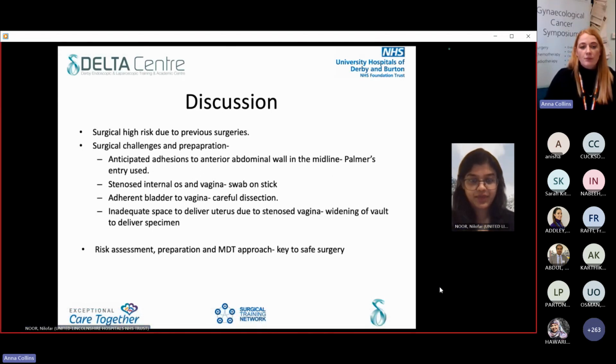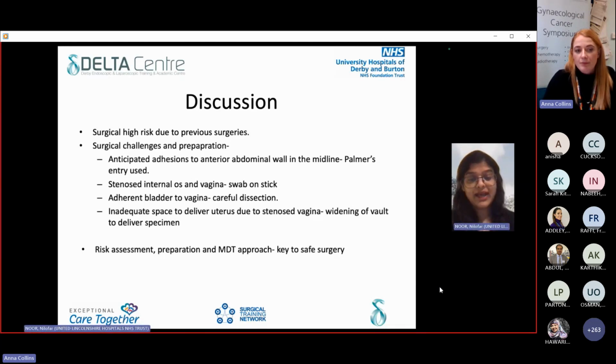The various surgical challenges that we encountered and the preparation that were done accordingly are as follows. In anticipation of adhesions to the anterior abdominal wall in the midline, a Palmer's entry was used for safe entry. Following this, adhesiolysis was done, and secondary ports were then inserted under vision safely, and access to pelvis was obtained.